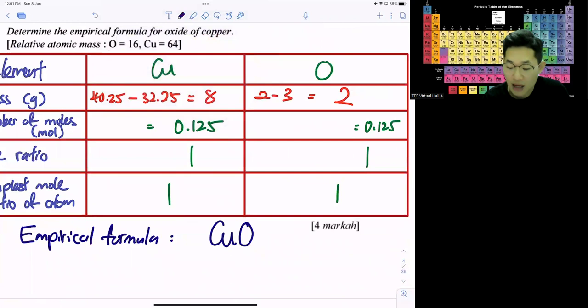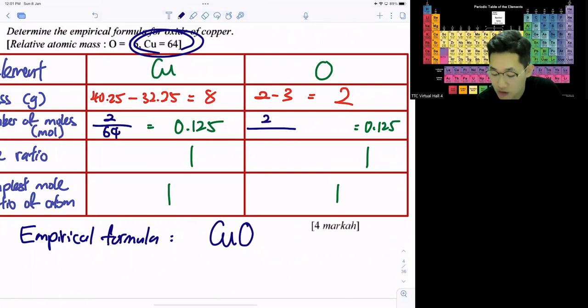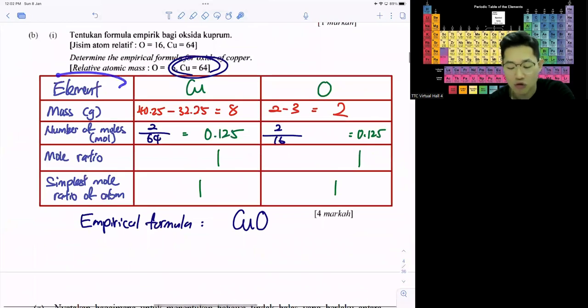Okay, then you use the value to divide the molar mass, because you want to find mole, right? Mass over molar mass. It gives you already one. Cu is 64. And then the 2 divided by 16. Both also get 0.125. Okay, so that means if you do know what are the elements, you can also look at the relative atomic mass one. Okay, Cu and O.